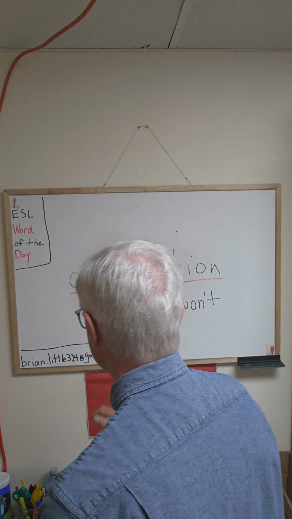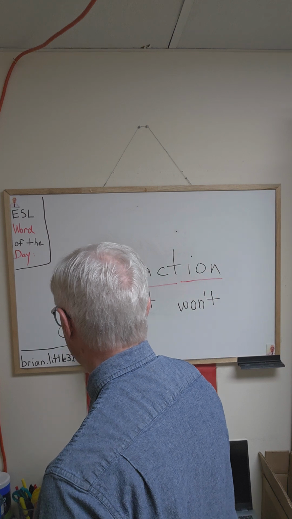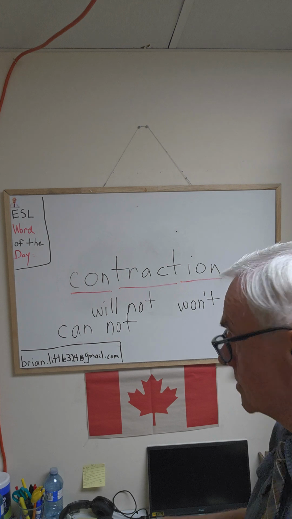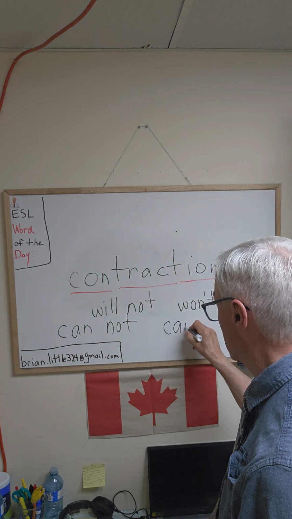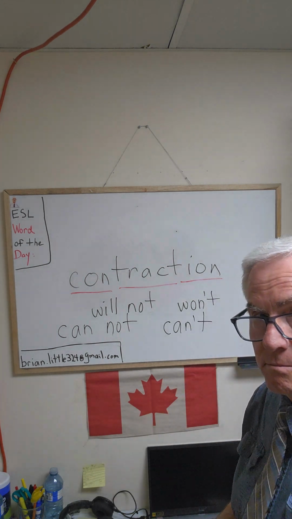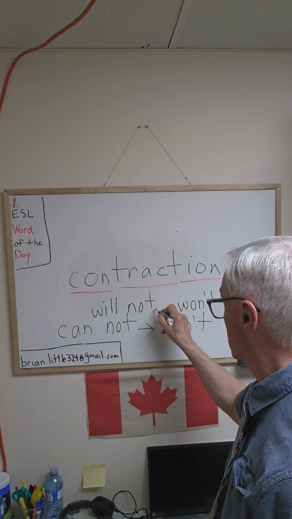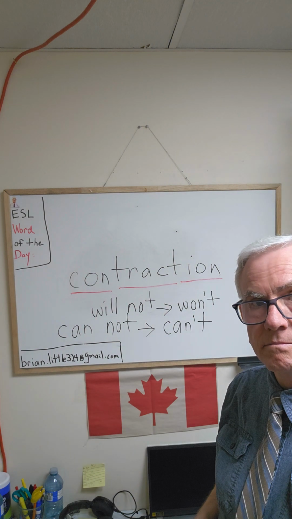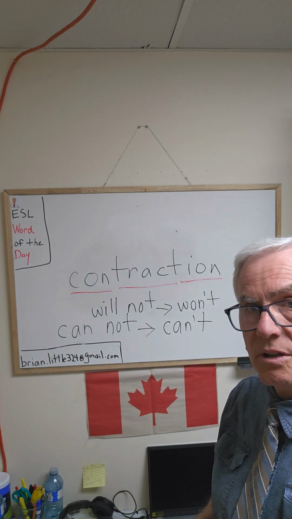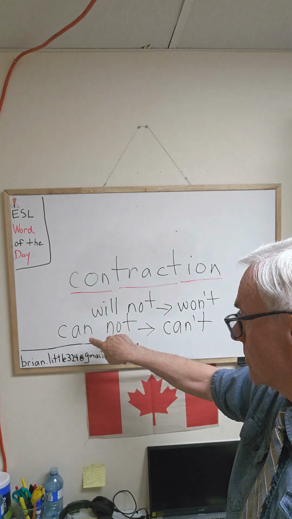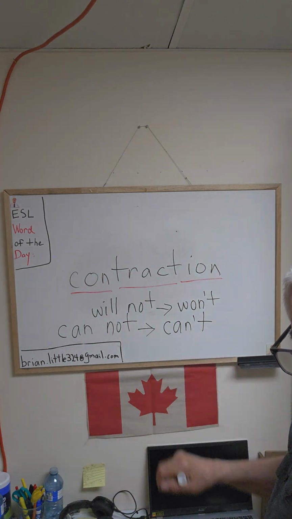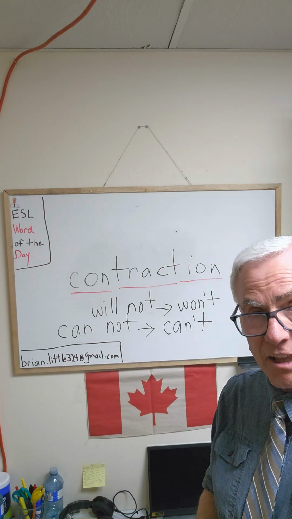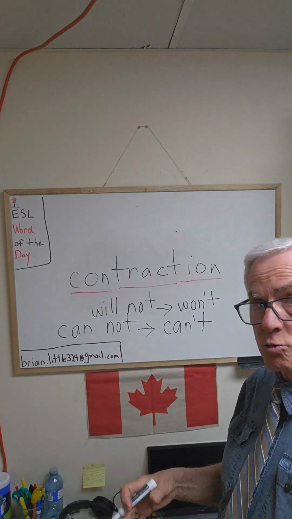Another one. If I have two words, cannot, the contraction of that would be can't. See? This is the contraction of cannot. Okay? That's what the contraction means. Taking two original words into one. Won't. That is the contraction. That's what contraction means. One of those rules of grammar.